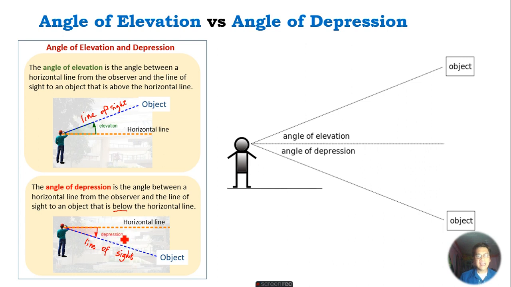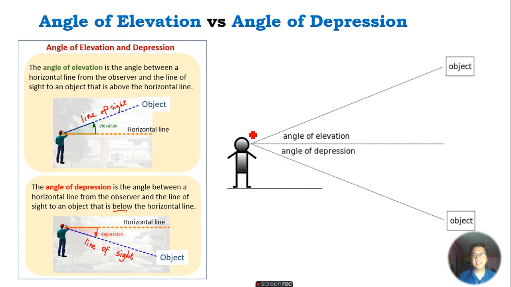Again, the angle of depression is the angle that is formed between the horizontal line and the line of sight below, towards the object that you are looking for. So this is the difference between the two, the angle of elevation and the angle of depression. It's just a matter of how we form the angle between the horizontal line and the line of sight, either above or below.